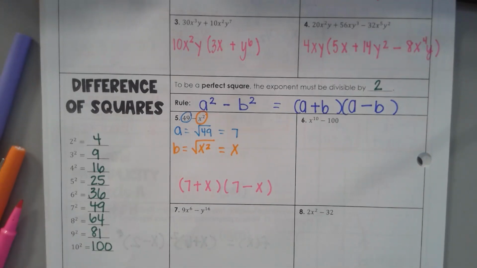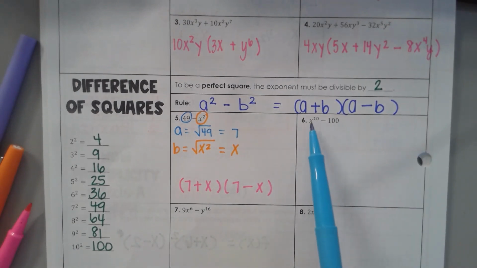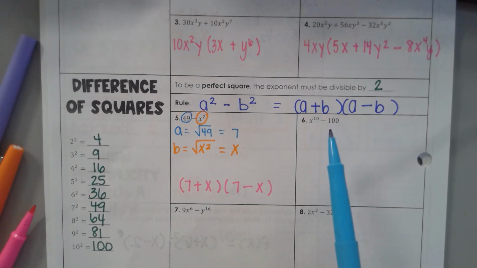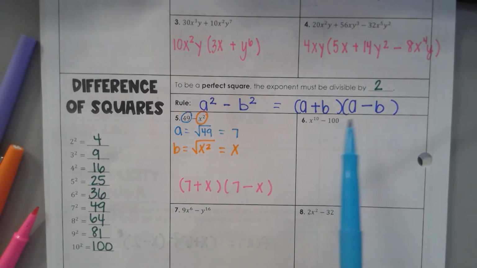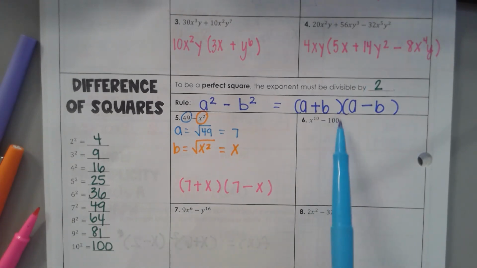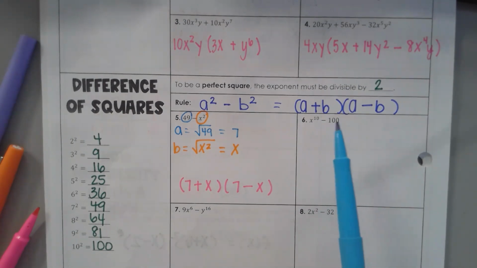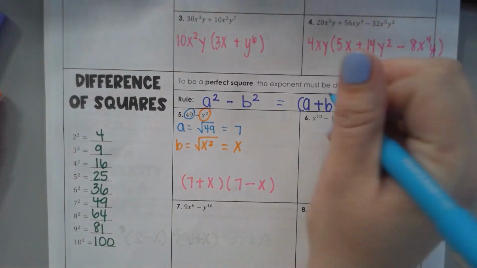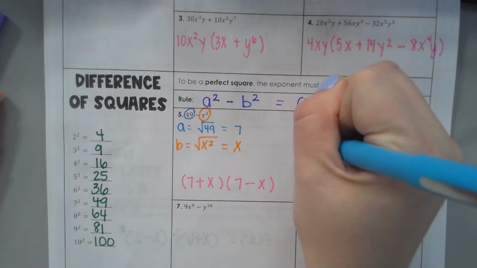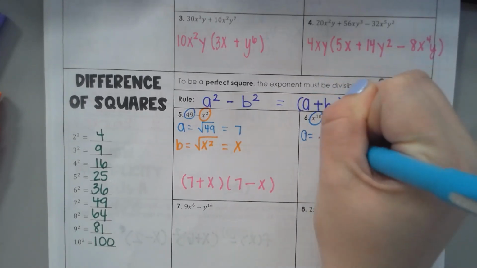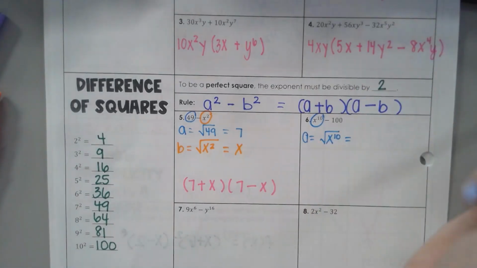Okay. Number 6. Now also, we are supposed to be looking for a GCF. Is there anything that you can divide x to the 10th and 100 by? This one doesn't have a number, that one doesn't have an x, so no. There's not a GCF. So my A, I'm going to take the square root of x to the 10th, which is what?